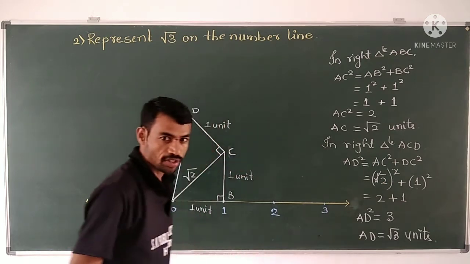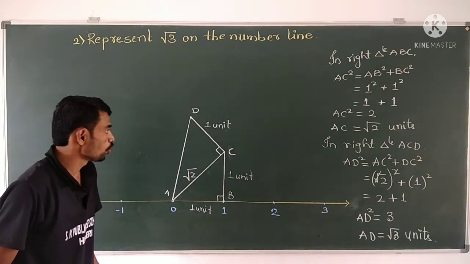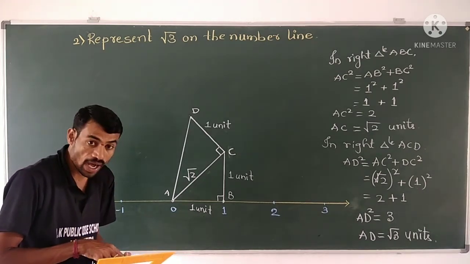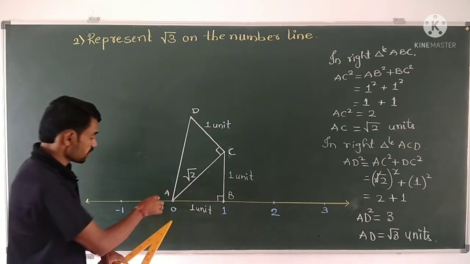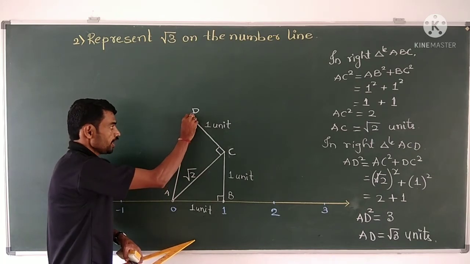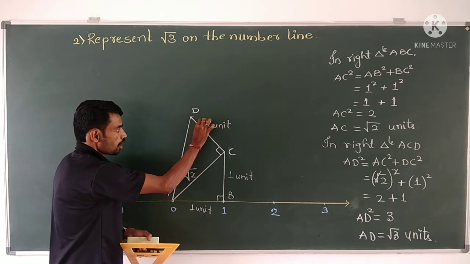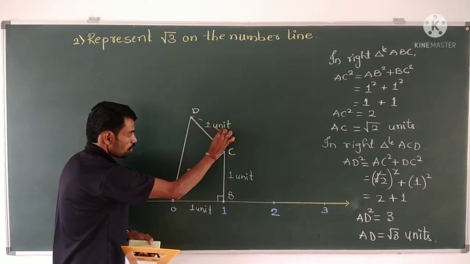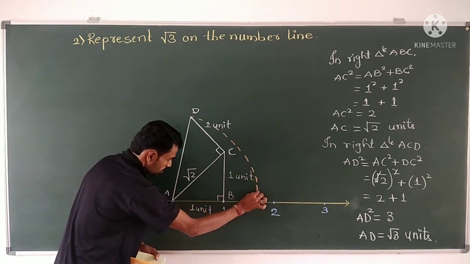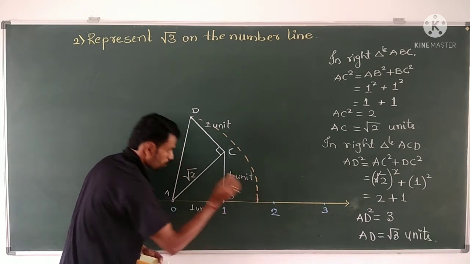AD is how many units? Root 3 units. So now what we have to do? Now we need to draw an arc with A as the center and AD as the radius. You have to draw the arc so that it intersects the number line at one point.